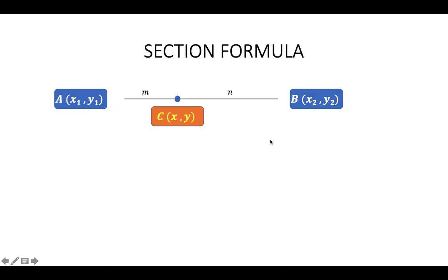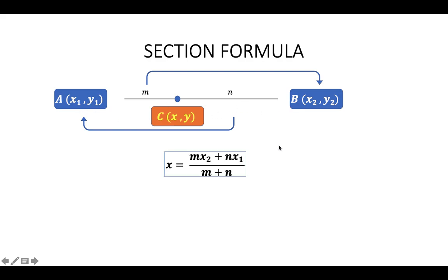A very simple method, a very simple formula. What we have to do is multiply m to x2 plus n to x1 upon m plus n. For this value of x we will have m into x2 plus n into x1 upon m plus n. Similarly, for the y coordinate we will have m y2 plus n y1 upon m plus n.